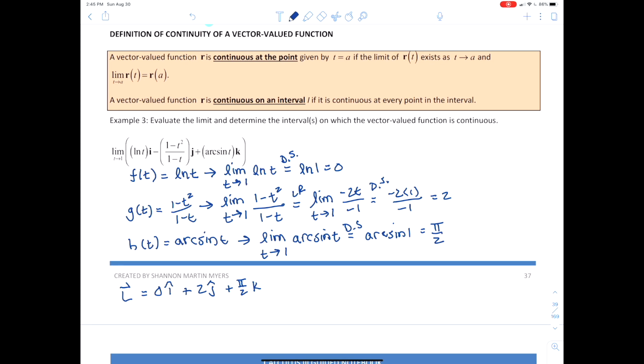Now, let's think about the domains of our different functions. So for f at t, the domain is from where to where? Beautiful, 0 to infinity. For g at t, we just can't have t equal to 1, right? So g at t would be minus infinity to 1 union 1 to infinity. And then for h at t, the domain for the inverse sine function is from negative 1 to 1 inclusive, right?